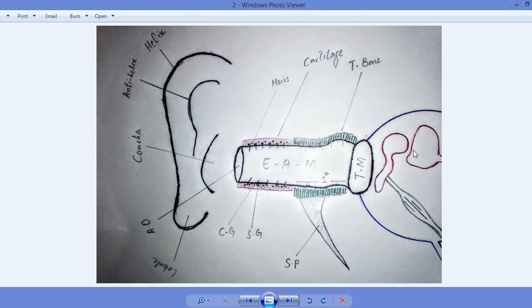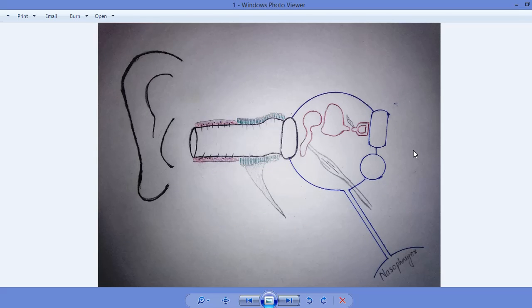We are going to the first slide. In this slide we can see that the external ear is represented by the black color and the middle ear is represented by the blue color. The blue color represents the middle ear and the black color represents the external ear. The external ear ranges from the pinna to the tympanic membrane. This is the tympanic membrane or eardrum, and this is the pinna, the outer part, which we can see with the help of our eyes. So from pinna to the tympanic membrane is the external ear.